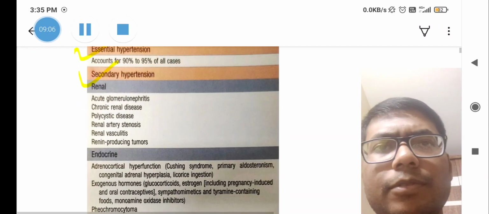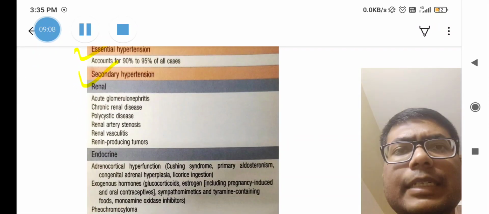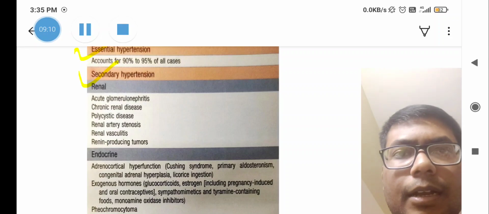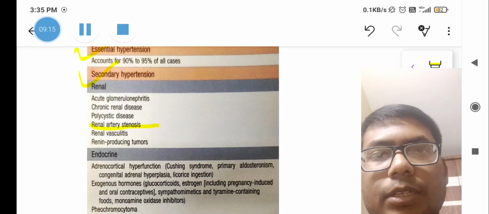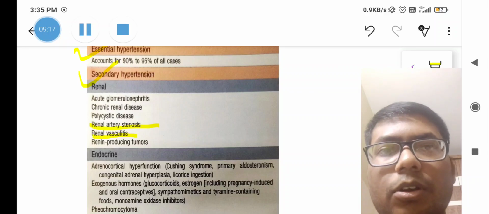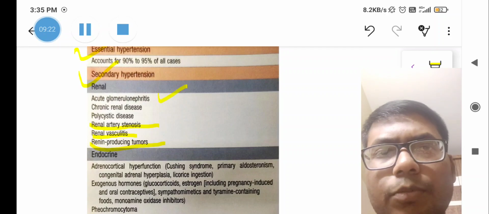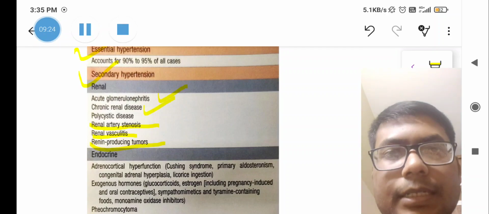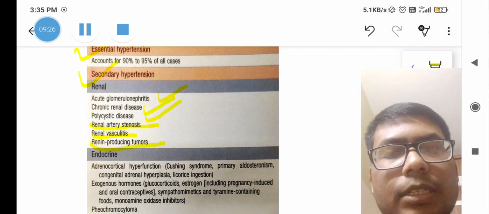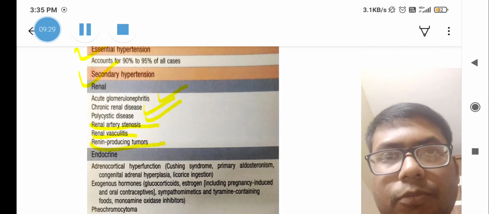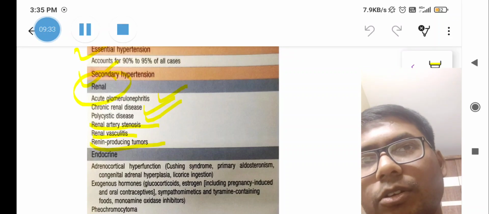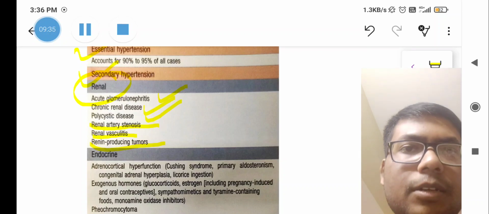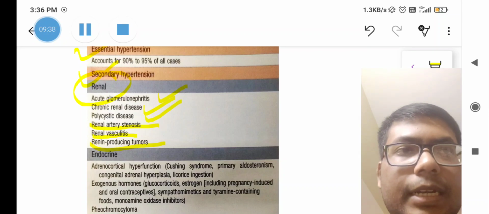rare. It has an underlying disease like renal disease, such as renal artery stenosis, or renal vasculitis, or renin producing tumors, or acute glomerulonephritis, or chronic renal disease, polycystic disease. So these are the basic causes for secondary hypertension. Renal kidney pathology is a very important pathogenesis for secondary hypertension.